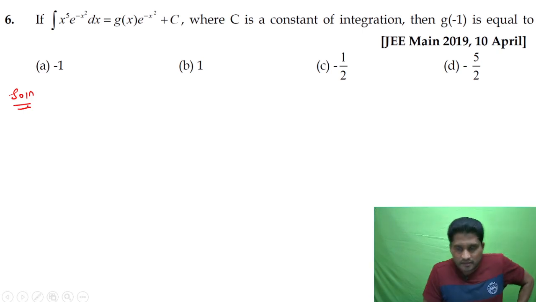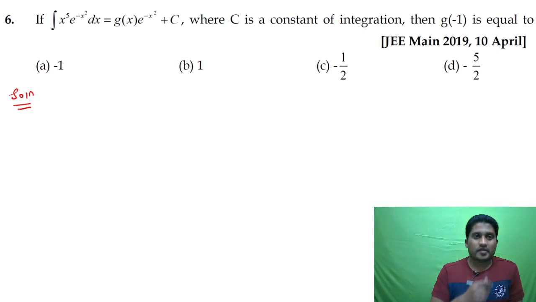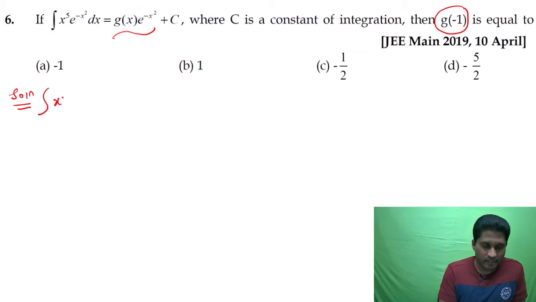Alright guys, see I should integrate this, bring it to this form, that is get the function g of x and then find the value of g of minus 1. That's the question. What I'll do is I'll write this as x to the power of 4 e power minus x square and x into dx.